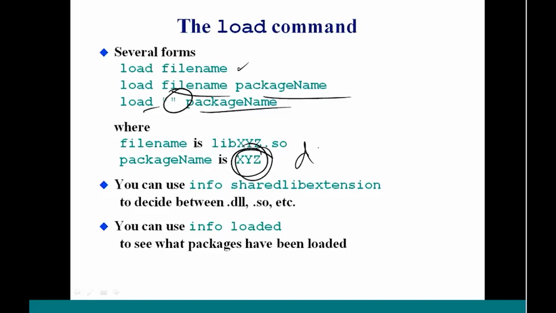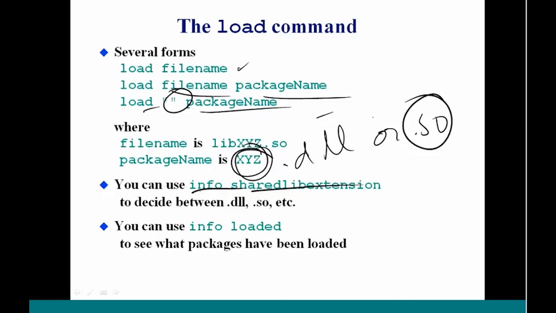So whether we load it as a DLL, dynamic link library, or .so, we can use the info sharedlibextension to decide between these two. We can also use the info loaded command to see what packages have been loaded into this program.